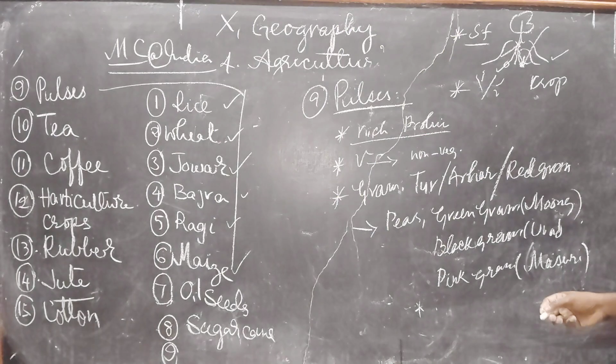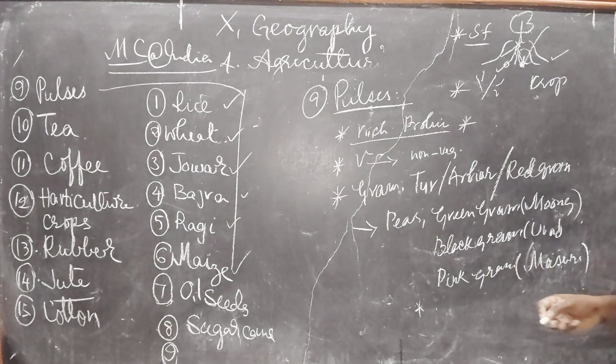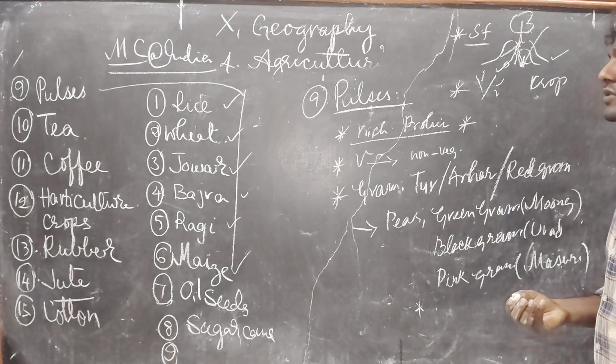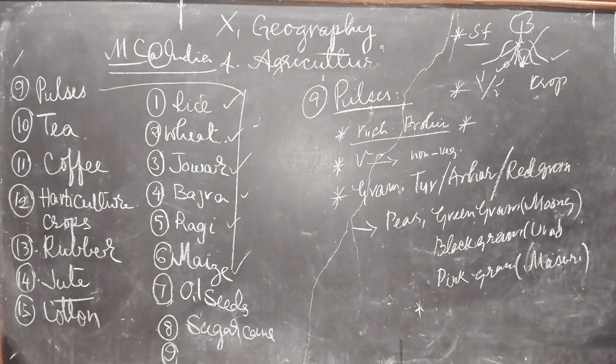And what kind of soils do pulses need? They can grow in a different variety of soils, and also they grow in dry soils. They grow in inferior soils also. But if you provide more water, they can give more yield. Otherwise, the yield is very low.